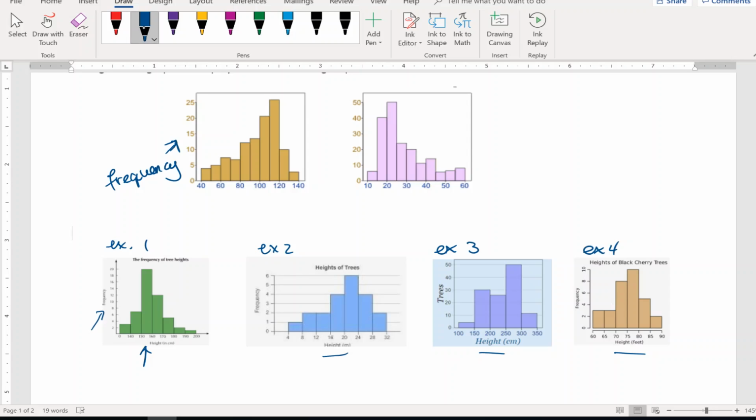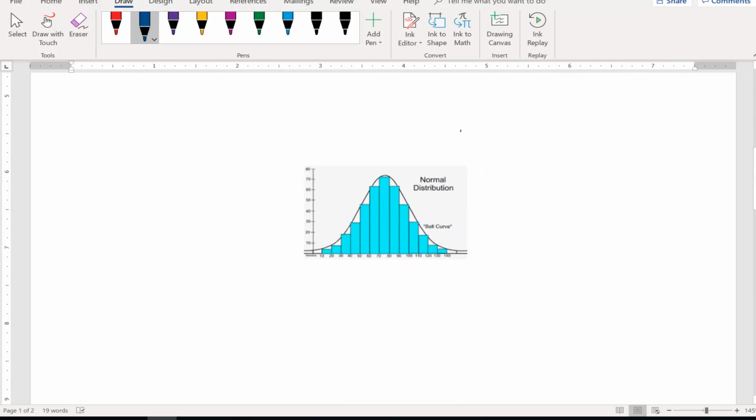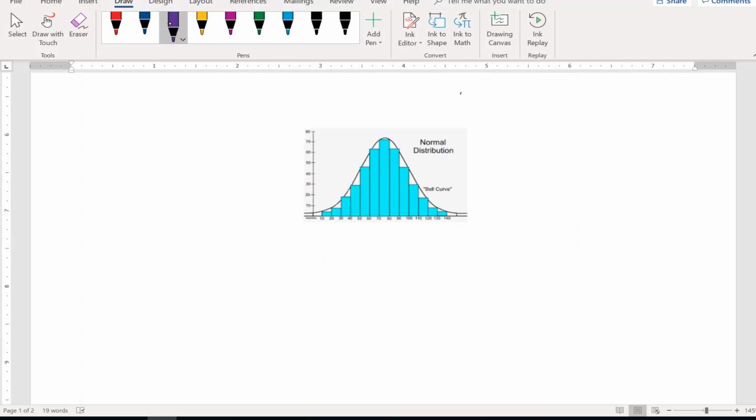Now there's one very common distribution that we want to look at, and that is called the normal distribution. This is the normal distribution here. Now this middle point here where the bar is the highest, this is the mean. And with a normal distribution, the data is symmetrical about the mean. That means that it's exactly the same on the right side as it is on the left side of that mean value. This is symmetrical, either side.